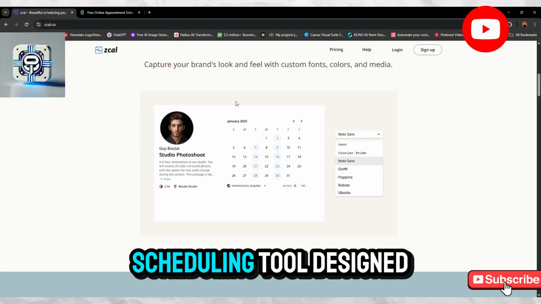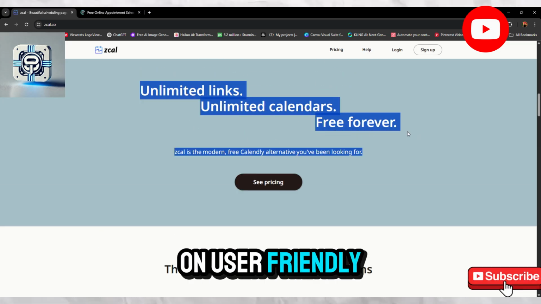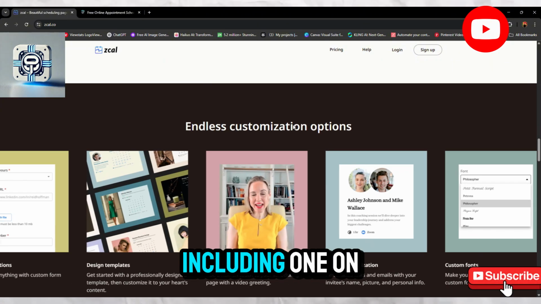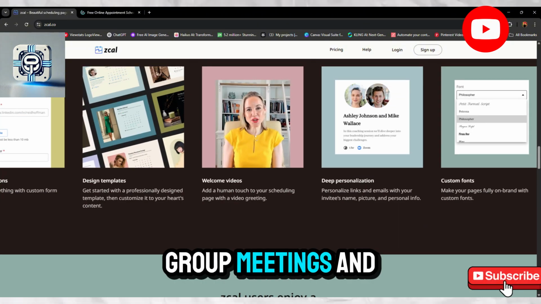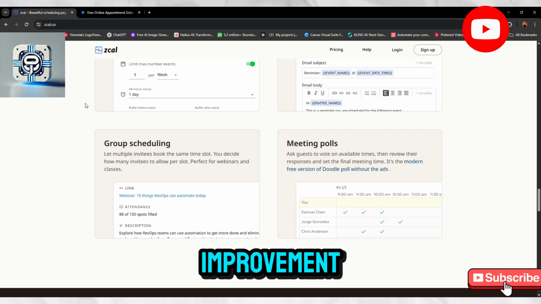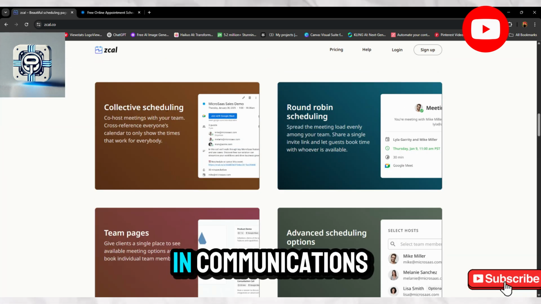Zcal is a scheduling tool designed to simplify meeting coordination with a focus on user-friendly design and customization. The platform supports various meeting types, including one-on-one sessions, group meetings, and meeting polls. Some users have noted areas for improvement, such as limited customization options and the presence of Zcal branding in communications.